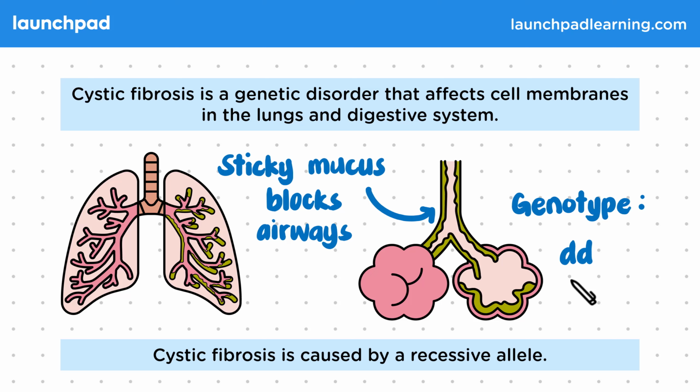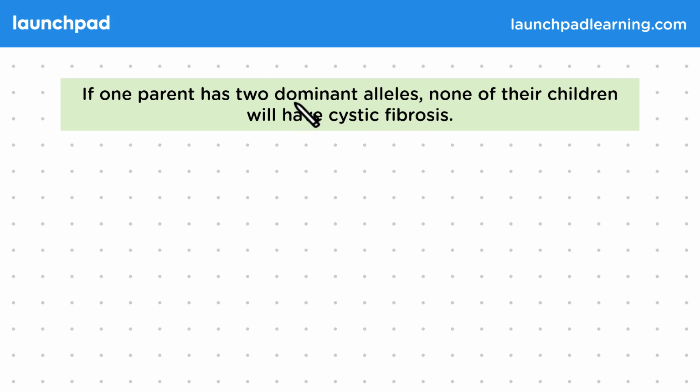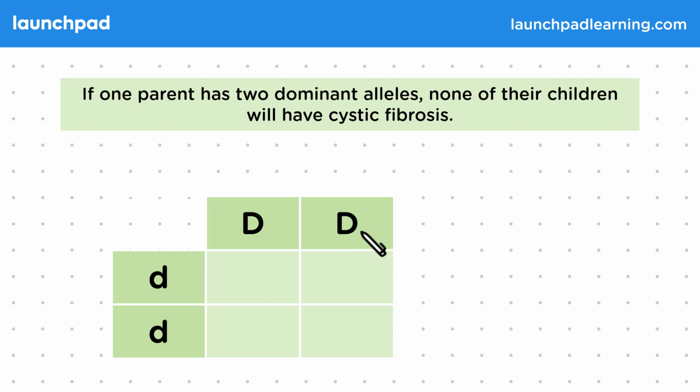How can we predict the possibility of inheriting cystic fibrosis? If one parent has 2 dominant alleles, none of their children will have cystic fibrosis. So this parent here is homozygous dominant and does not have cystic fibrosis. This parent is homozygous recessive and does have cystic fibrosis.